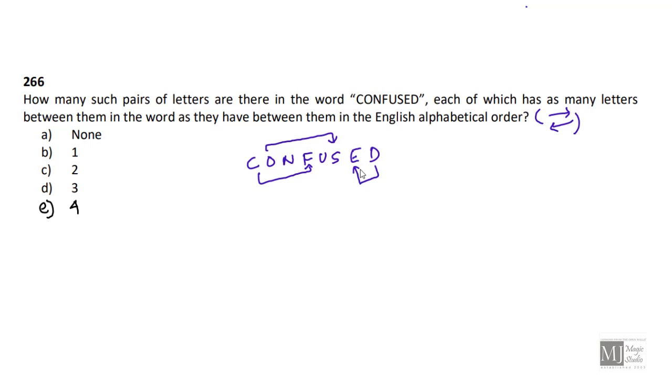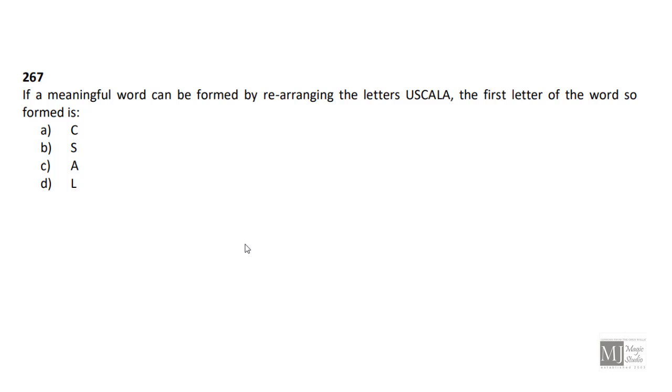D, E worked. S, U, N, O worked. So we have 1, 2, 3, 4. 4 pairs are such that the distance between them in this word is the same as the distance between them in English alphabetical order. We have CF forward, we have OS forward, we have DE backward, and we have NO backward. So we have 4 of such pairs. Option E fits in.